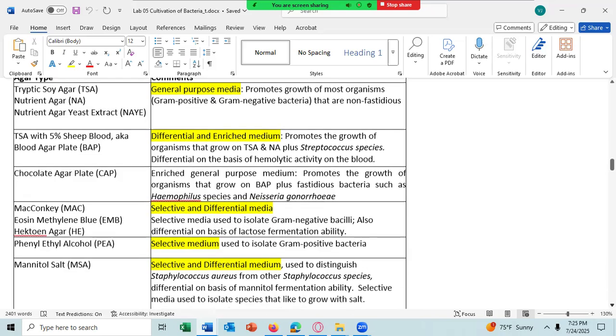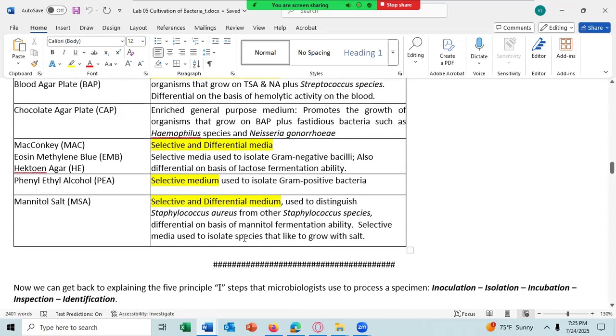And then there's mannitol salt agar. It's also selective and differential. It's selective because it has salt in it, 7% sodium chloride, which does not allow many species to grow. And if they can grow, then they can tolerate growing in 7% sodium chloride.